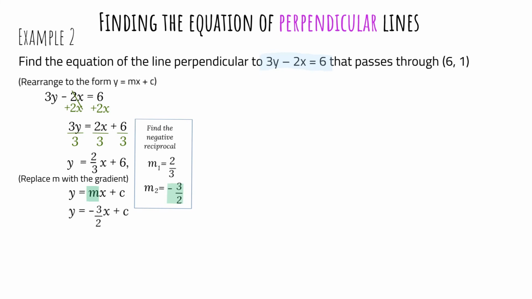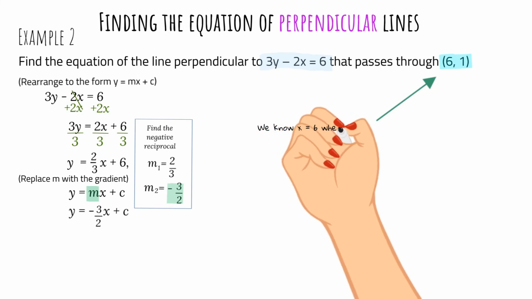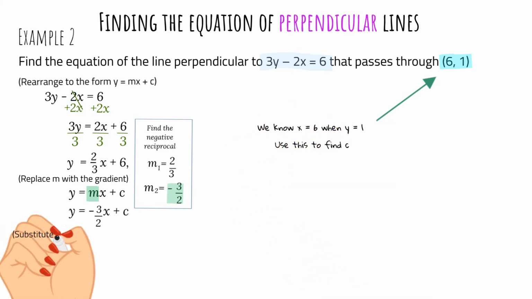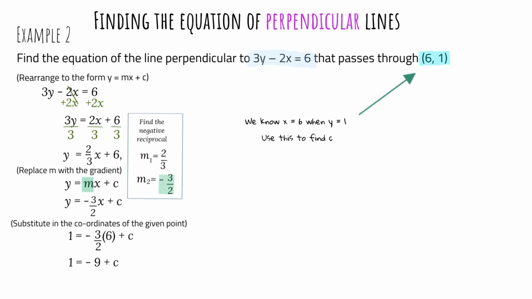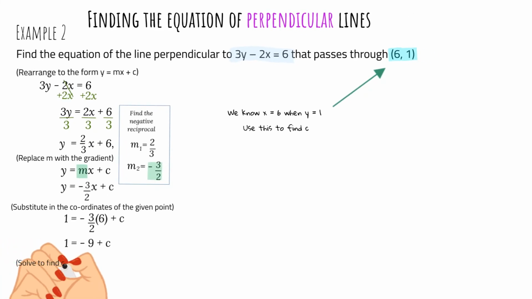It should be getting very repetitive now, so we're going to use our coordinates to find c, because we know when x is 6, y is 1. So I'm going to substitute in the coordinates of that given point, and I get this. Now it's a bit ugly, so we're going to simplify it immediately. -3/2 of 6 is -9. We're basically dividing by 2 and then timesing by 3. Now we will solve to find c, plus 9 to both sides, and 10 is equal to c. Lovely. So if I know my y-intercept and I've found my m already, then I know the equation of my perpendicular line.